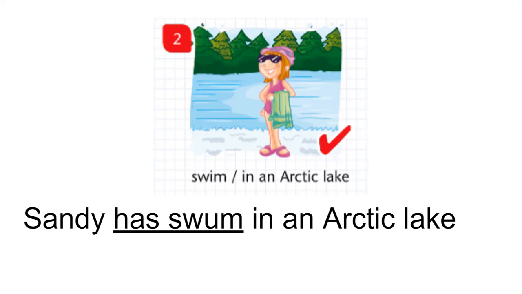Number 2, Sandy swim in an Arctic lake. Okay, there's a check mark next to it, so we know we have to use has, not hasn't. What is the past participle of swim? Swum. It's irregular. So, my sentence, I'm going to start with Sandy, the subject, has swum in an Arctic lake. Very good.